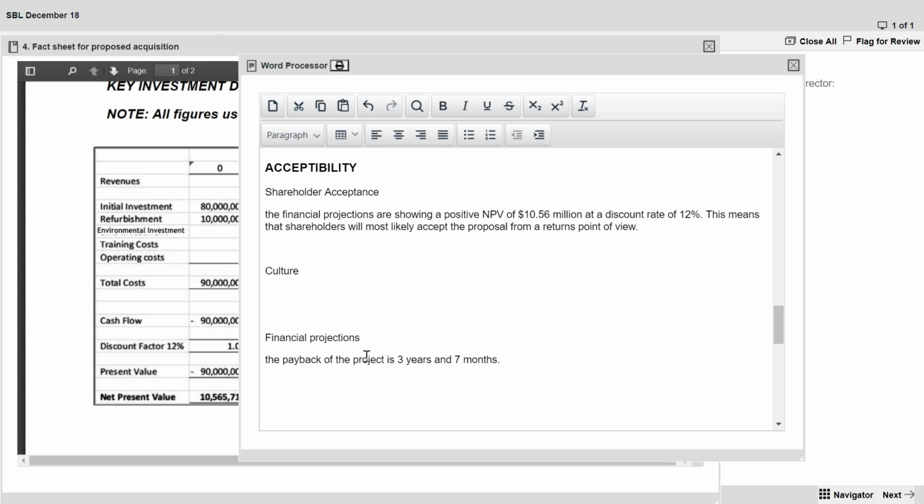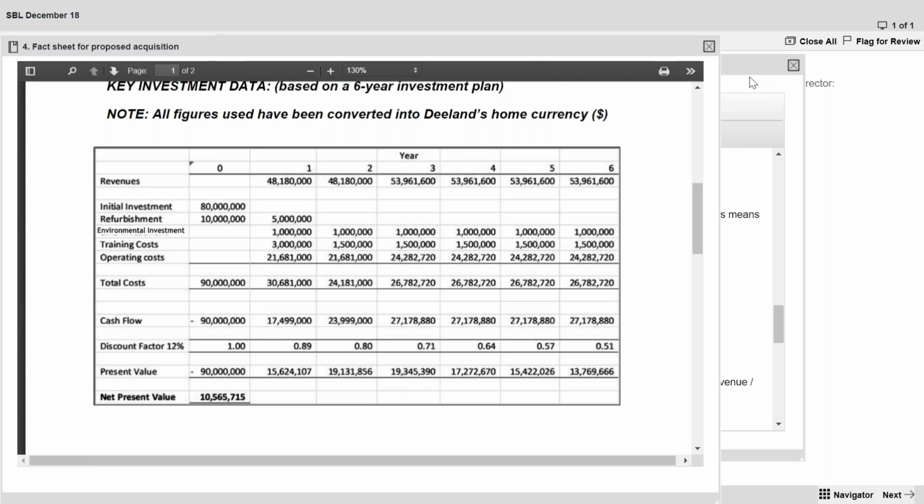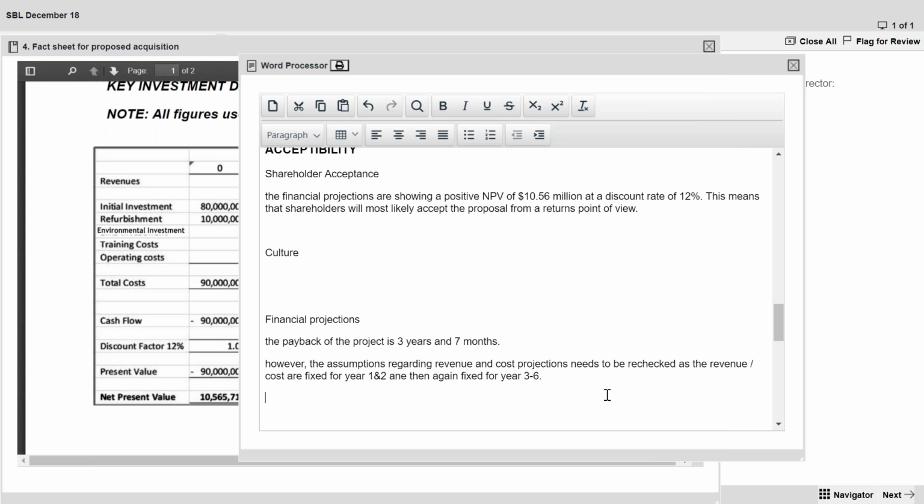And assumptions, however, the assumptions regarding revenue and cost projections need to be rechecked, as the revenue and costs are fixed for year 1 and 2 and then again fixed for year 3 to 6, right? Is it 3 to 6? Yeah. That's it, short and sweet. What else?